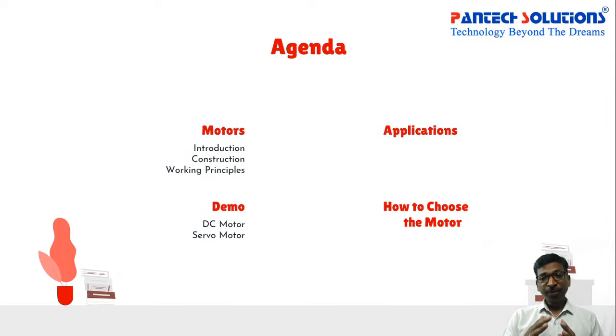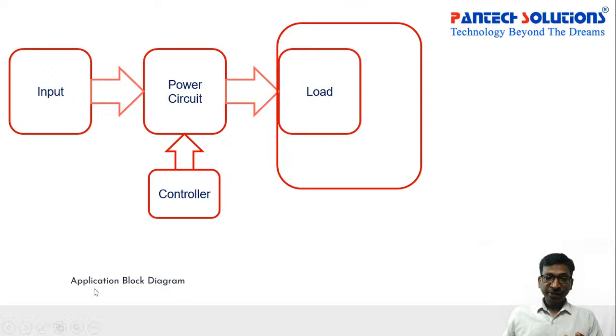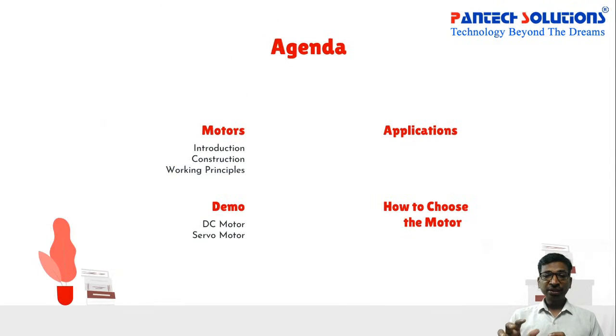For each motor, if there is a change in the motor's capacity, then we have to change the controller part and the power circuit part, because current handling is the major part in motor control applications. So we have to choose based on the motor and the controlling specifications. Those details we will discuss in detail.